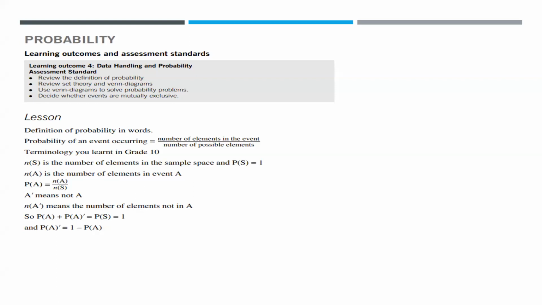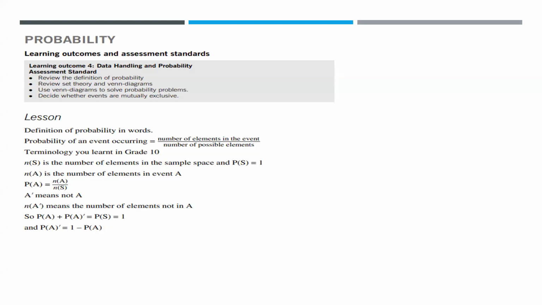Now, you remember that in grade 10, they told you the definition of probability: we are looking at the likelihood of an event to happen or not to happen. Some people are just taking it in one direction, always looking at the likelihood of an event to happen, but we can also look at the likelihood of the event not to happen.